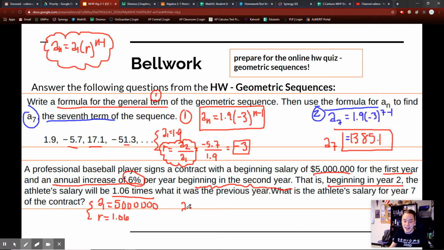Let's start writing it down. I'll show you what it is. Athlete salary, year 7. So, of course, we want to use n equals 7. So A sub 7 is 5 million. That's my first term. And then my R is 1.06. And then 7 minus 1. Let's go to Desmos. Let's see what's happening here.